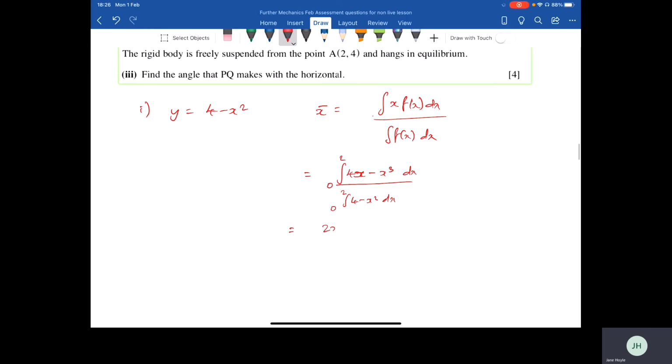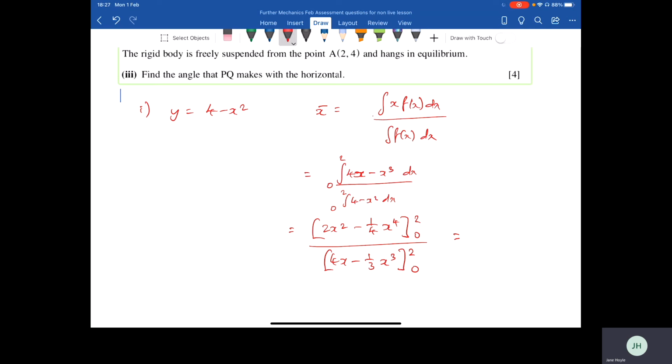I'm going to get 2x squared minus a quarter x to the power of 4 on the top, evaluating that between 2 and 0. And on the bottom, I've got 4x minus a third x cubed, evaluating that between 2 and 0.